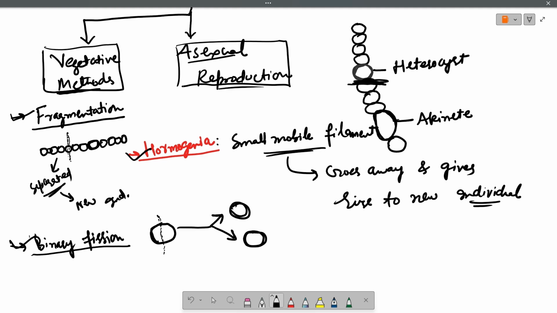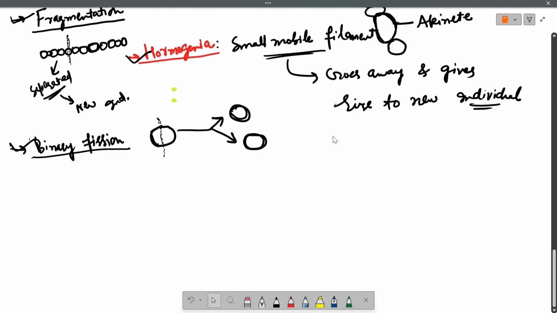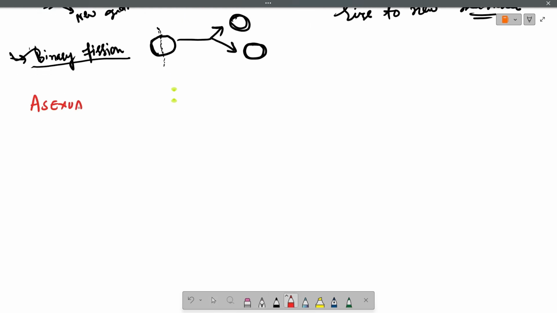Then talking about asexual methods, asexual reproduction. As I said, asexual is that type of reproduction where some specialized cells are formed, which are also called spores. Here in this case, the akinetes that I showed, let me redraw it here.